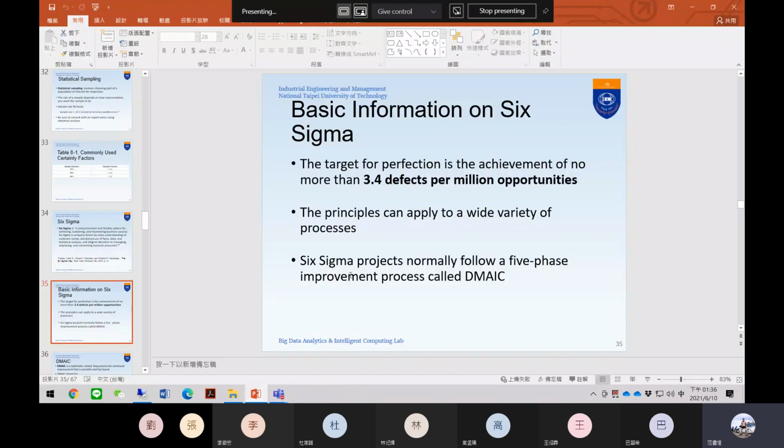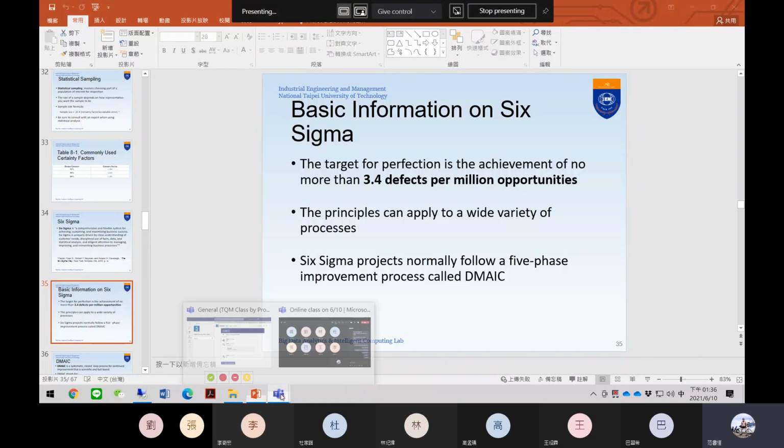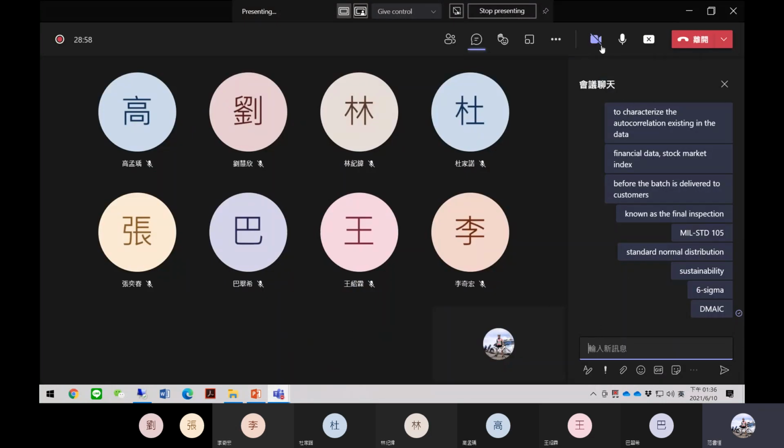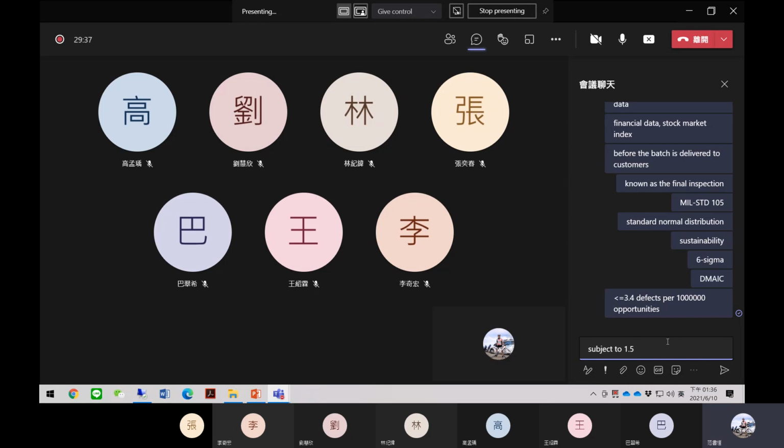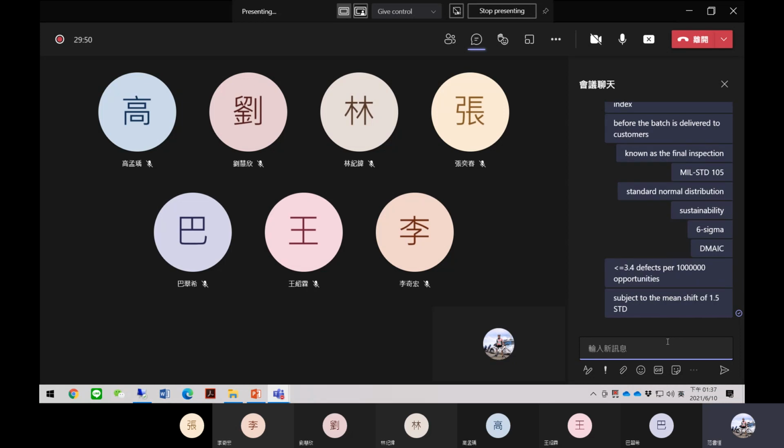Okay, let me say it again. This is less than or equal to 3.4 defects per 1 million opportunities, and also subject to a mean shift of 1.5 standard deviations, right?